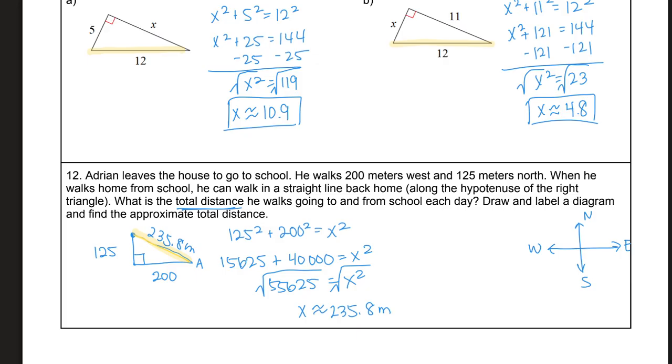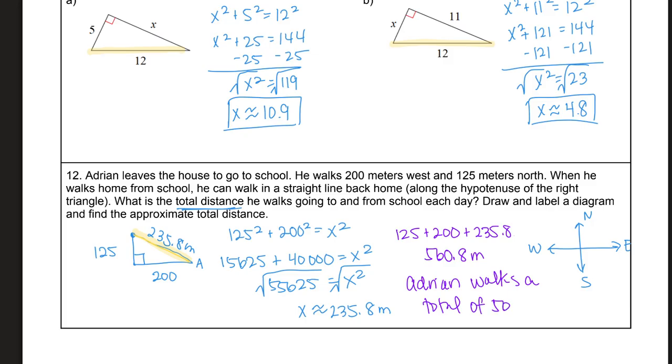So, but since we want to know the total distance he walks, we're looking basically for the perimeter of this triangle. So we're going to add together all the parts. So he walks 125 meters plus 200 meters plus the hypotenuse, which is 235.8 meters. We get 560.8 meters. Okay, word problem should have word answers. So I'm going to say Adrian walks a total of 560.8 meters each day.